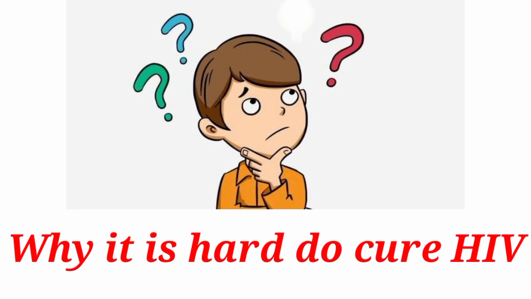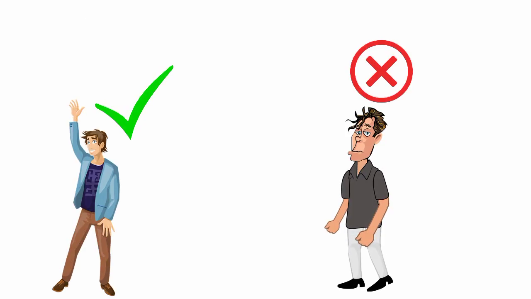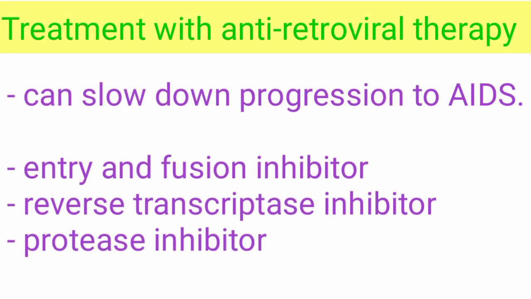Why is it hard to cure HIV? It is hard to cure HIV or AIDS because HIV has the ability to mutate extremely quickly. Hence, the drugs which are somewhat effective on a patient suffering from HIV or AIDS might not work on another patient because of the mutated HIV. Antiretroviral therapy can slow down progression to AIDS and reduce transmission.